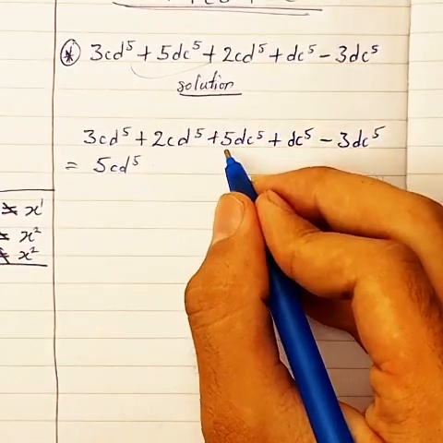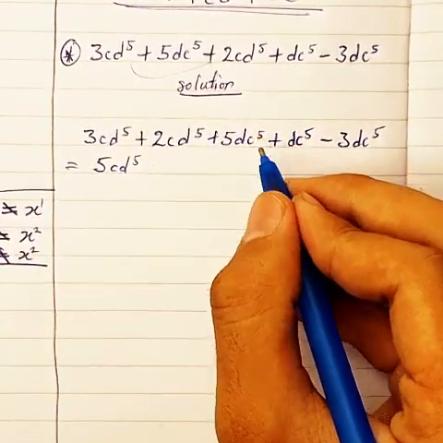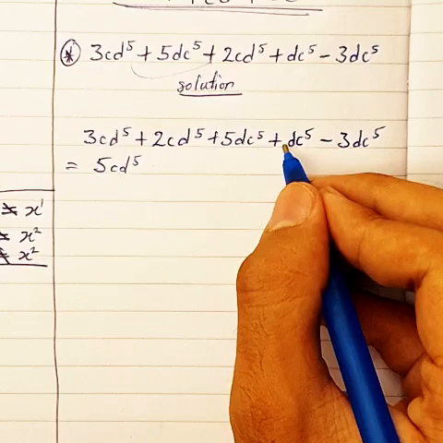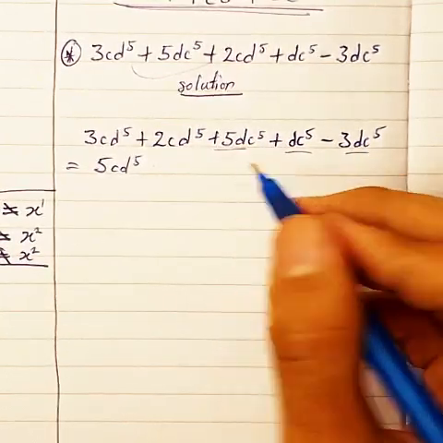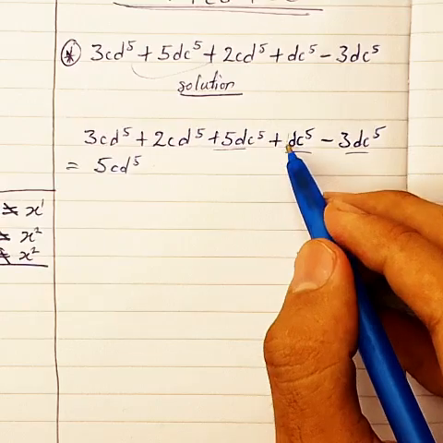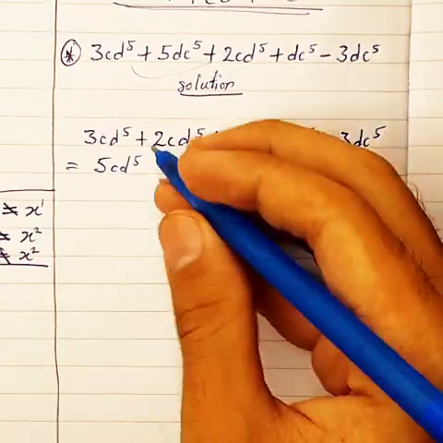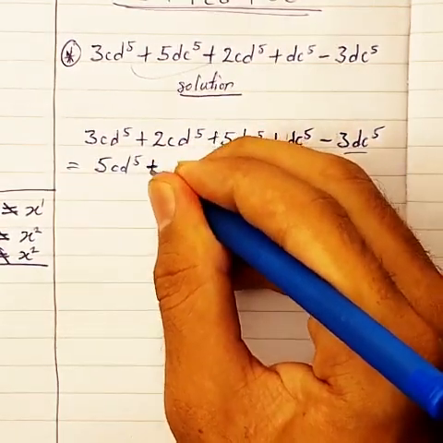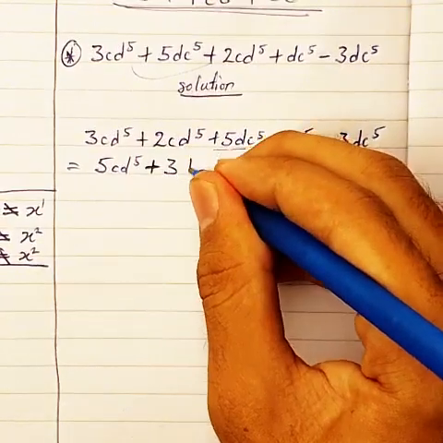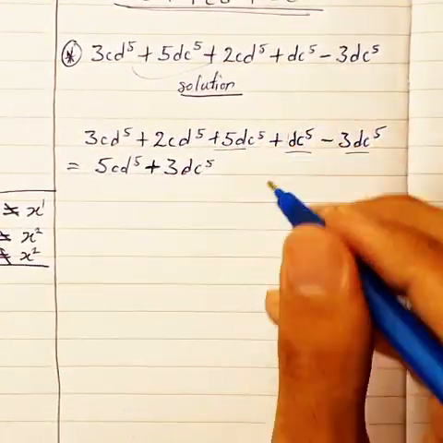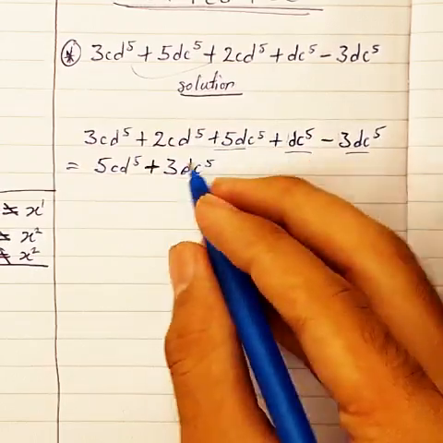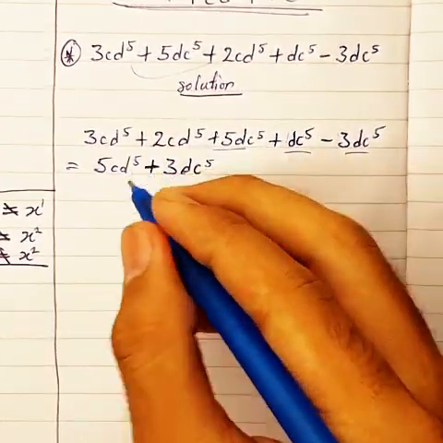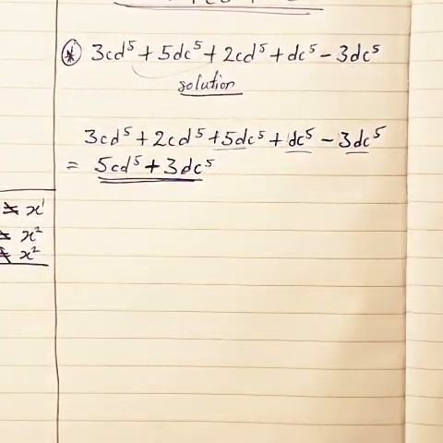The next one, this one. So 5dc raised to the power 5 plus 1. 5 plus 1 gives you 6. 6 minus 3, you see, these are the same values. Similar values. So 5 plus 1 is 6. 6 minus 3 is 3. So we get plus 3dc to the power 5. So when I use a calculator, 5 plus 1 minus 3 gives the answer plus 3. So there is no need to stress, just use a calculator, and this will be the final answer.